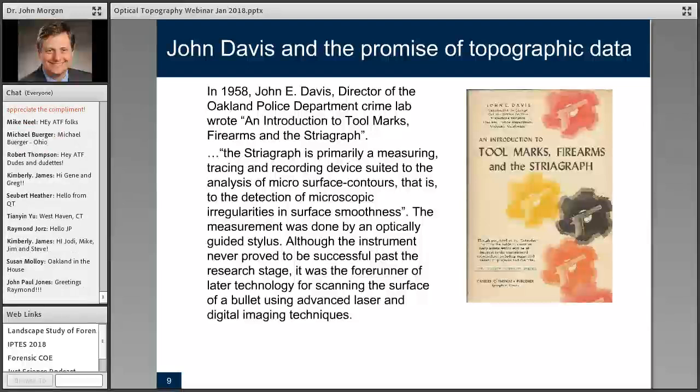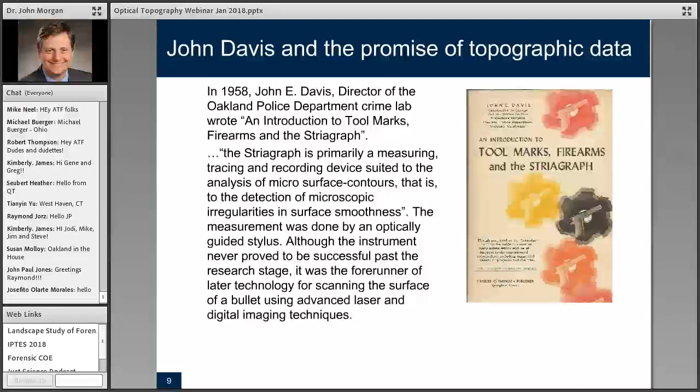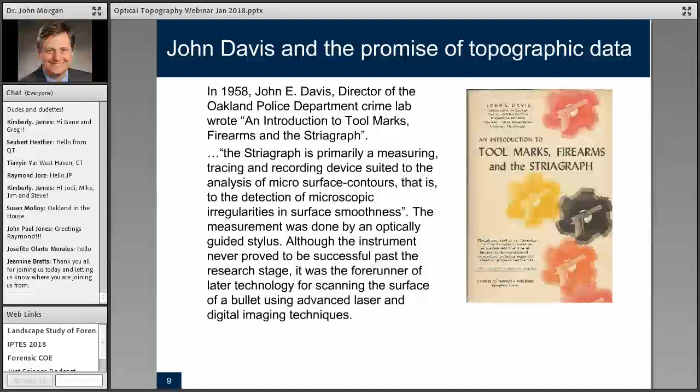what was kind of required for new firearms examiners. I suppose it's not anymore. You can still get this on Amazon, some old copies of An Introduction to Tool Marks, Firearms, and the Striograph. It's good to remember that there are people in forensic science who have really cared a great deal about trying to bring new technology into place.